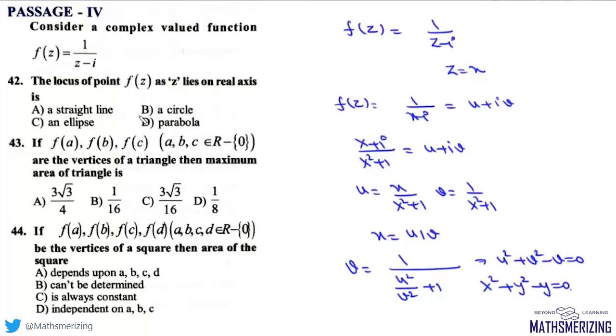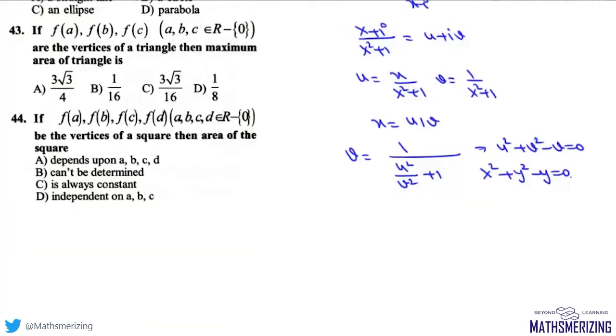So the answer to question 42 is option B. Now question number 43 is, if f(a), f(b) and f(c) are vertices of a triangle, where a, b, c belong to R minus 0, then the area of this triangle is.